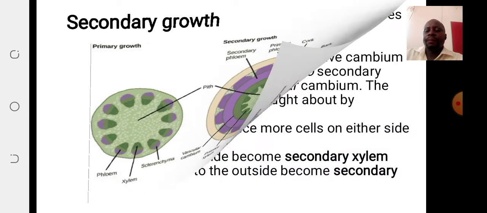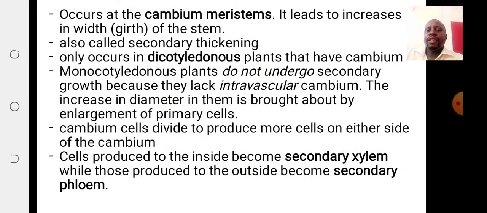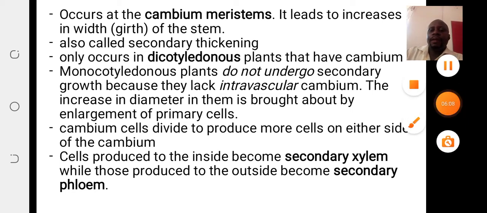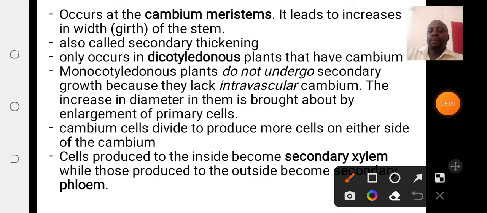So let us go back to literature, and here we have said that secondary growth occurs at the cambium meristems. It occurs at the cambium meristems, and it leads to increase in width or diameter or girth of the stem.